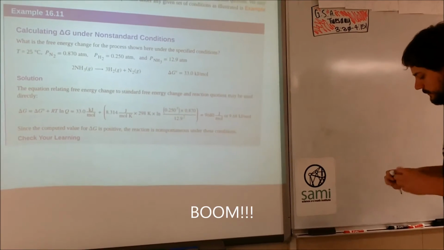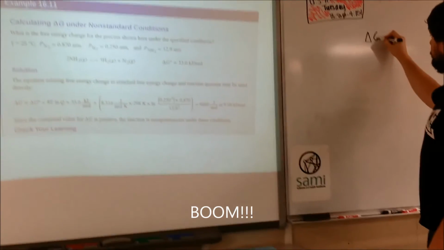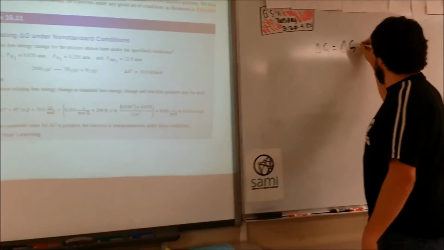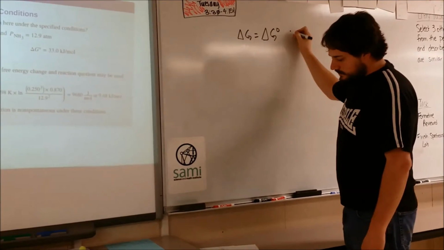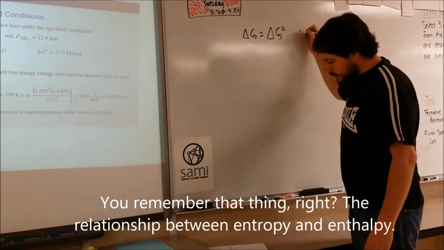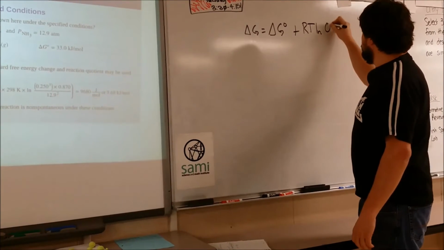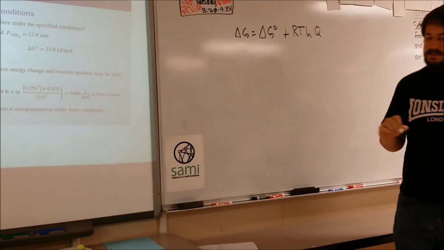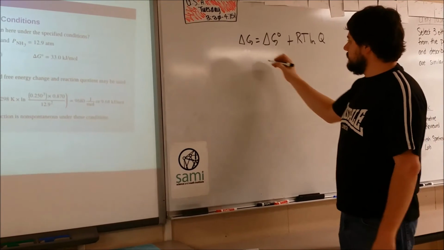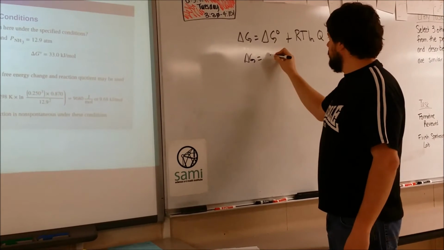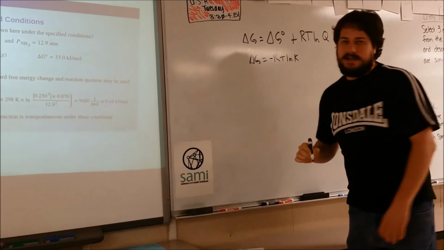And the equation that we use is a 2-part equation. The one in the book is this. Delta G, or change in Gibbs free energy, is equal to the Gibbs free energy naught plus RT ln Q. So that's what's in the textbook. What's going to be on your AP test is this. Delta G is negative RT ln K.